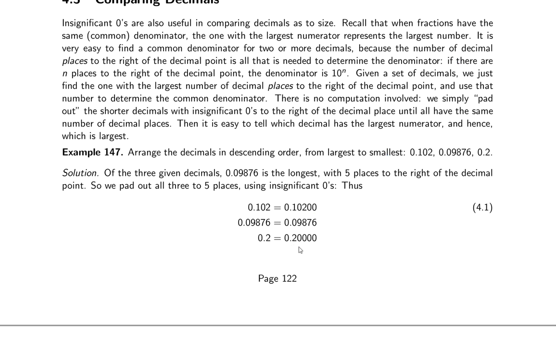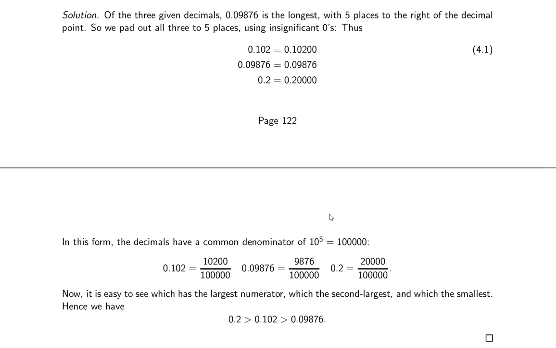All right, so now we can compare the 3 decimals more easily. We have 5 places, so we have 100,000 on the bottom of each of these. On the top, we have 10,200 on the first one, 9,876 on the top of the second one, and 20,000 on the top of the third one. The denominators are the same, so we can just compare the tops.